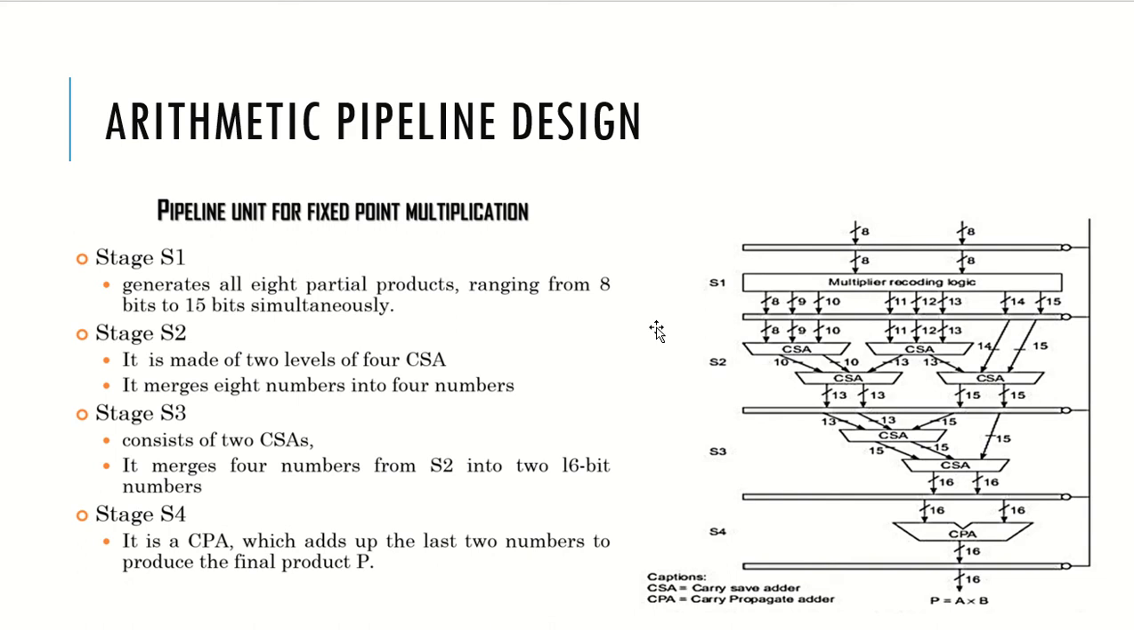So you have 8 partial products. You will be feeding them into the second stage, where you have 4 units of carry save adder. Okay, so you have 4 units of carry save adder which are arranged into 2 levels, and what they do is that they will merge the 8 numbers. You have 8 numbers, 8 partial products. They will merge them into 4 different numbers.